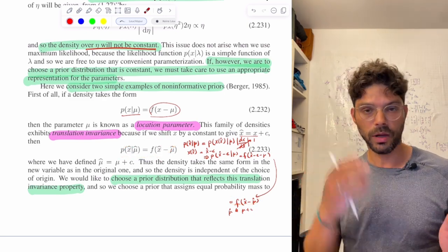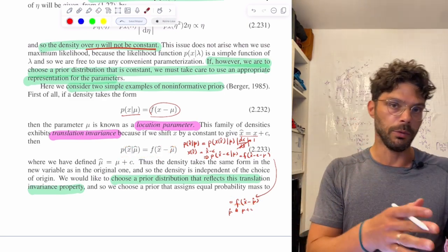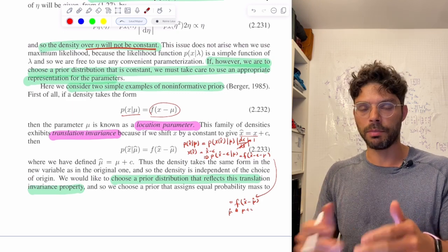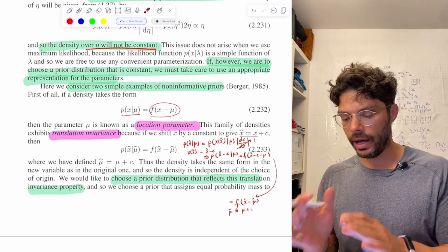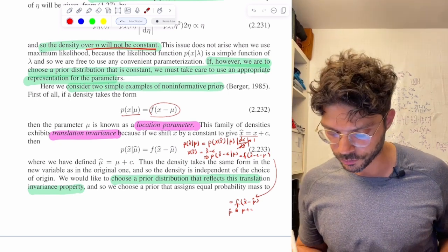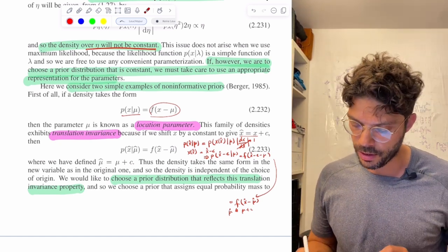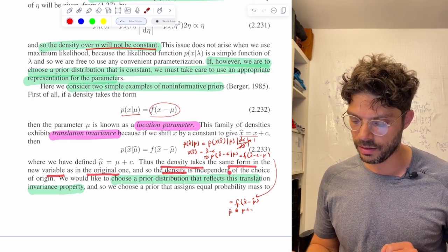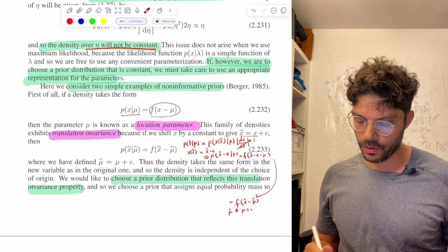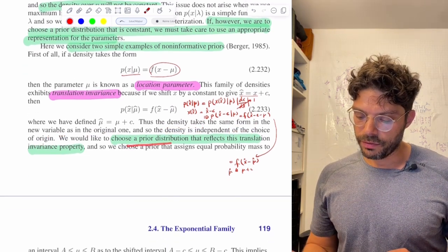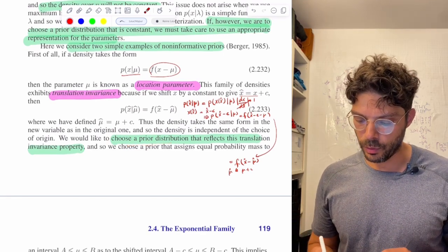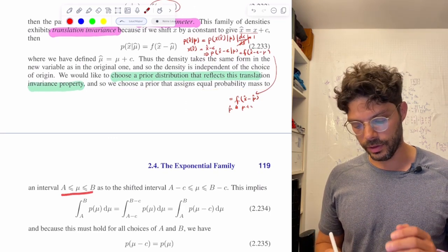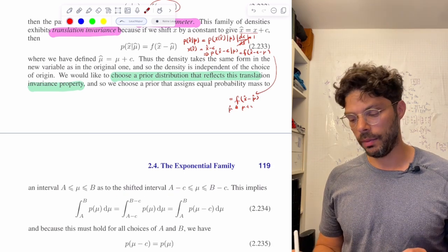So basically, if our data point was shifted to the right, we just define a new mean, but the distribution will look exactly the same. That's a property that our likelihood has, and we want our prior now to not disturb that property. Okay, so let's continue. Thus the density takes the same form in the new variable as the original one, and so the density is independent of the choice of origin. We would like to choose a prior distribution that reflects this translation invariance property, okay? So we choose a prior that assigns equal probability mass to the interval a to b as to the shifted interval a minus c, b minus c.